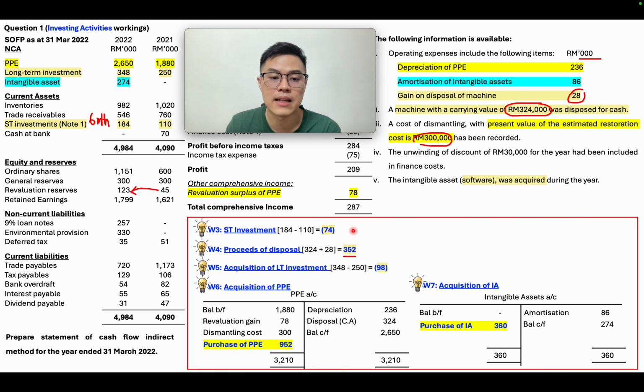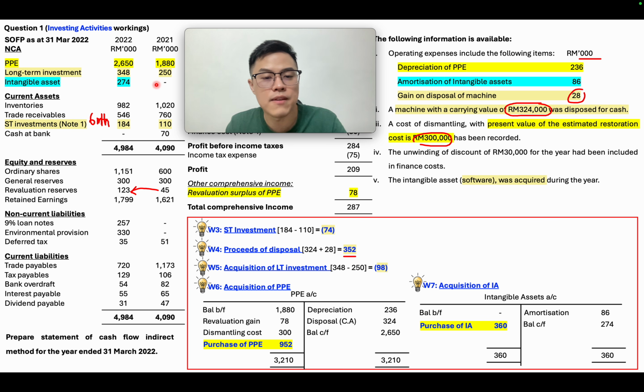Short-term investment is a negative. Proceeds of disposal, you receive money, positive. Acquisitions of long-term investment is negative. You buy PPE, negative. And you acquired new intangible asset, also negative.